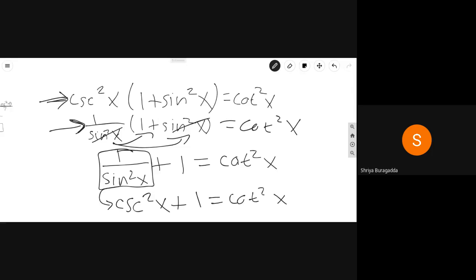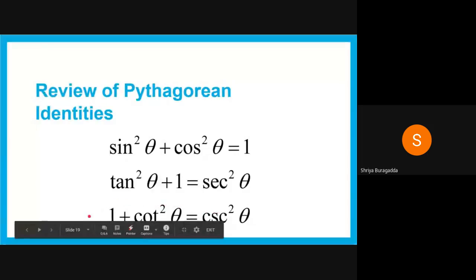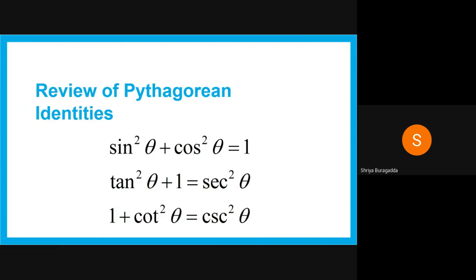And let me share the original identity. So the original identity, the one that we know is correct, is 1 plus cotangent squared of theta equals cosecant squared theta, and that does not match this. So we know that it is false.